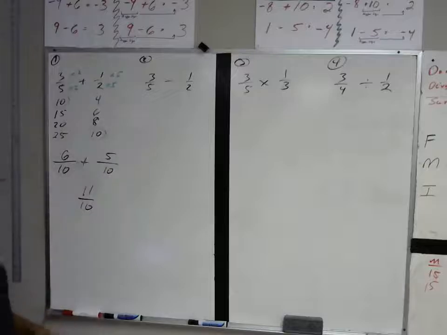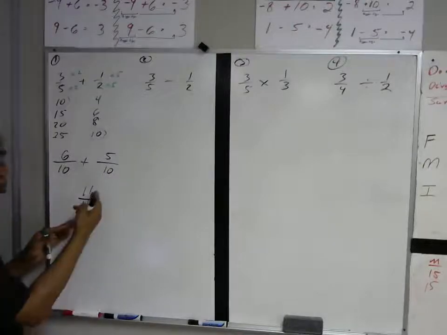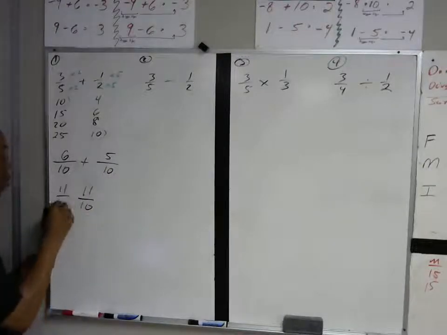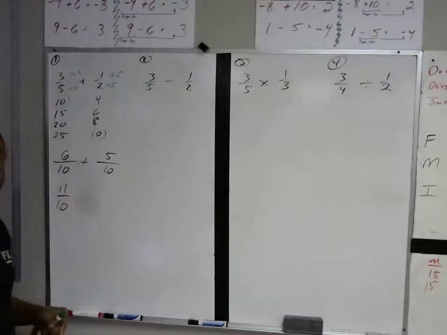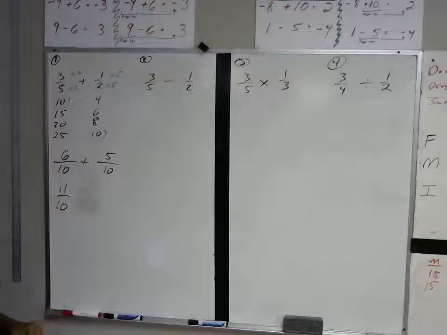Okay, and here we'll do the same. Oh, and by the way, 11 over 10 cannot be simplified. It is an improper fraction, but we're not going to change improper fractions right now.